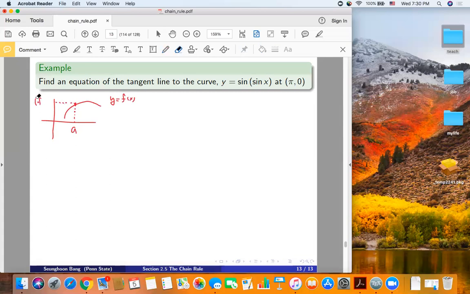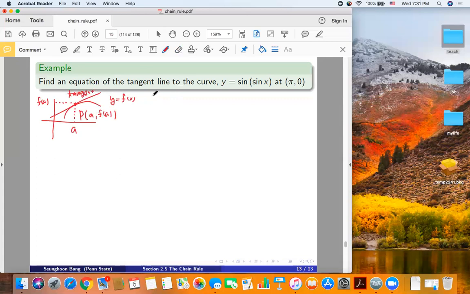Here, this is f of a. You can write that this point is P. The point P is x component a, y component f of a. I can draw the tangent line. Here we can draw the tangent line. This is the tangent line here.